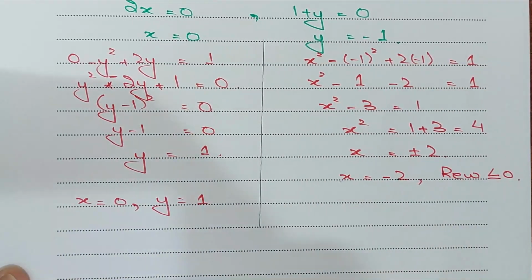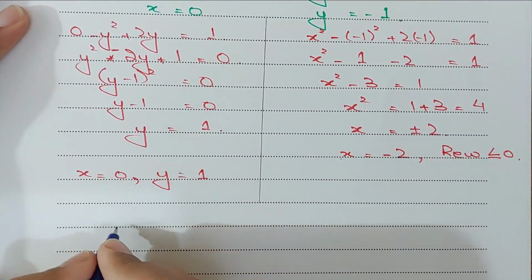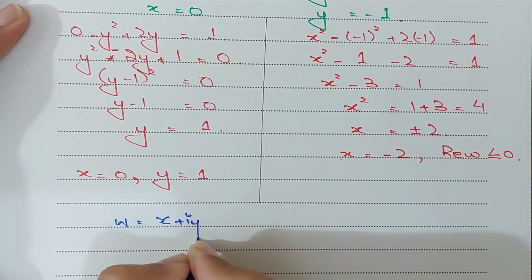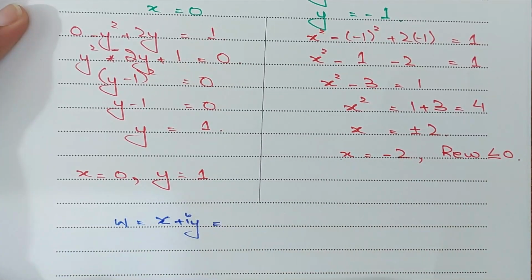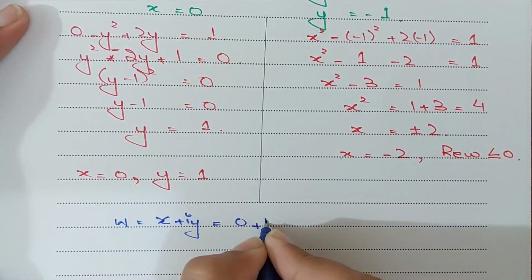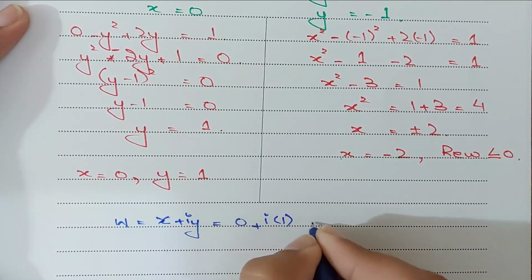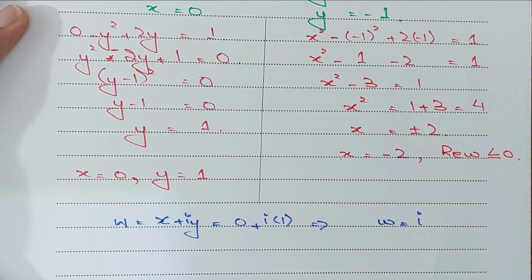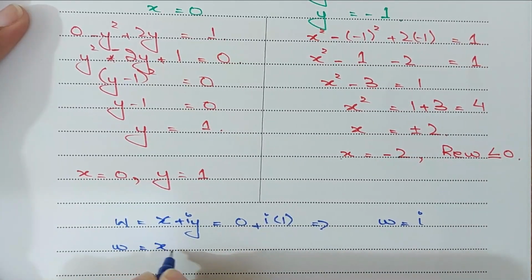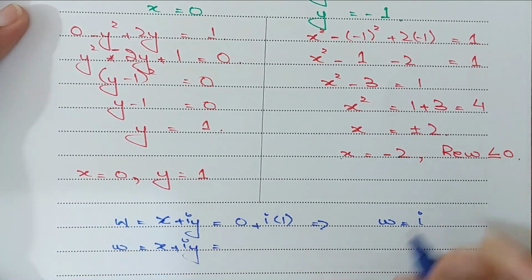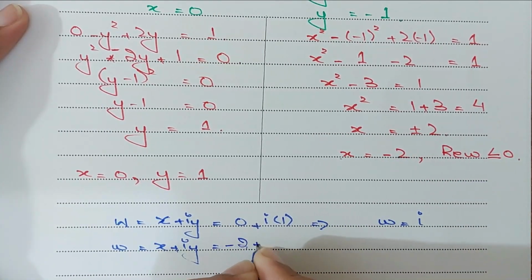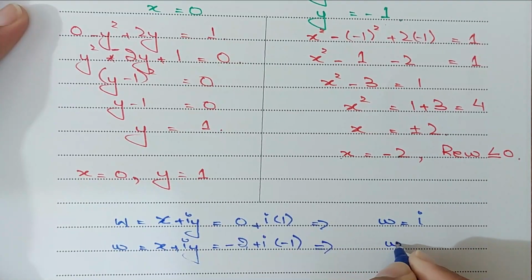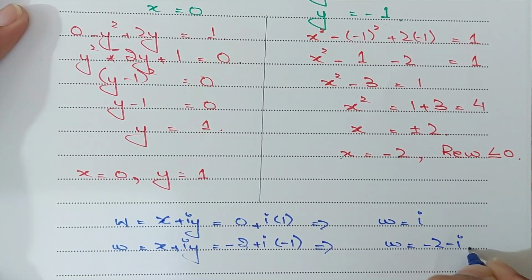So from here we have w, which we supposed is x plus iota y, right? So what is x over here? x is 0 plus iota and the y value is 1. So here we can say w is equal to iota. The first value of w is iota. The second w is again x plus iota y. x we got minus 2, and the y we got is minus 1. So from here w is minus 2 minus iota.